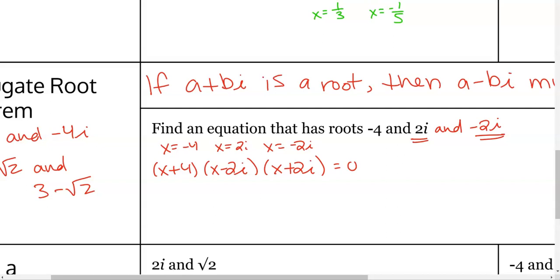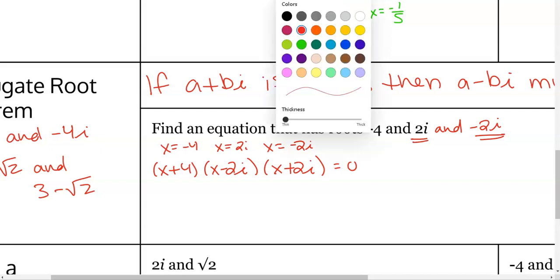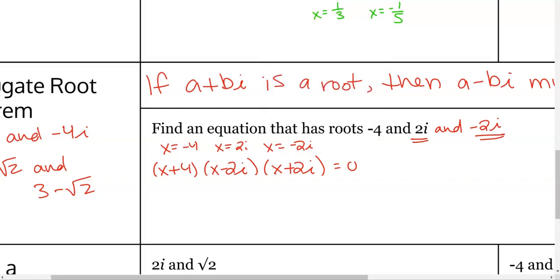Okay. I'm going to multiply the i's together first because I remember when I multiplied conjugates with i's, didn't the i's go away? Yeah, let's do it. X times x, x squared, there we go. X times 2i, 2ix, negative 2ix, there we go. Negative 2 and 2 is negative 4. I and I is i squared.